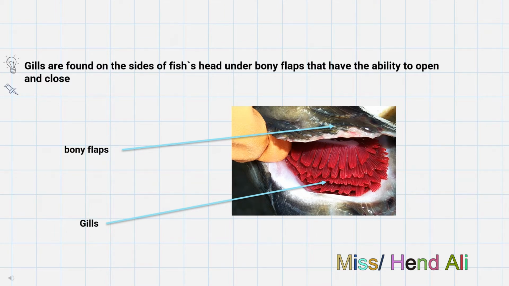Now after we've known about the gills, we need to know where we can find these gills on a fish. Gills are found on the sides of a fish's head, under bony flaps that have the ability to open and close. And gills are found under these bony flaps.